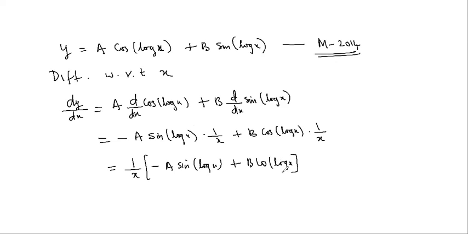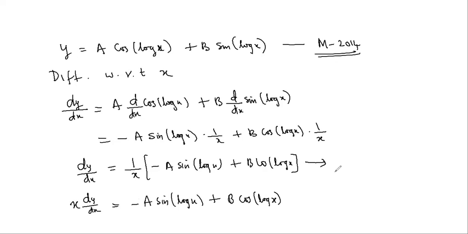With this x present over here, this will not come back to y. So cross multiply this x with the left hand side. So x into dy by dx is equal to minus A sine of log x plus B cos of log x. What is wrong if I would have differentiated at the earlier step? Either I will have to apply the product rule or the division rule, right? And if I do so, I will not come back to y. But if I differentiate now, this will come back to y. So I can eliminate A and B.